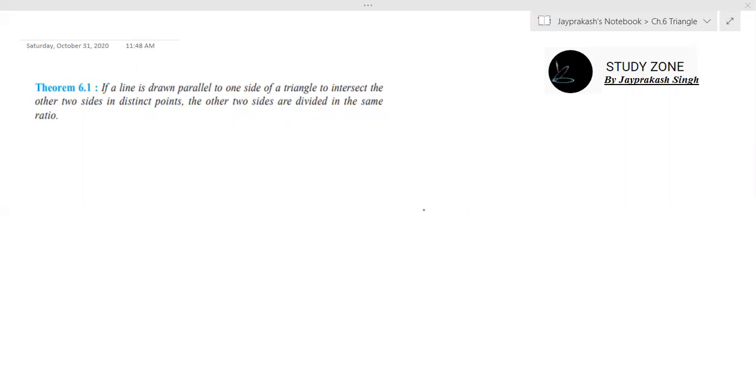Good morning, students. So here we come with chapter number 6, triangle. In this chapter, there is a total of 4 theorems, but out of those 4 theorems, 2 theorems are cancelled. Only the questions will be asked in the examination for the years 2020 and 2021. So let's see the first theorem, that is theorem 6.1. It will be asked in the exam.